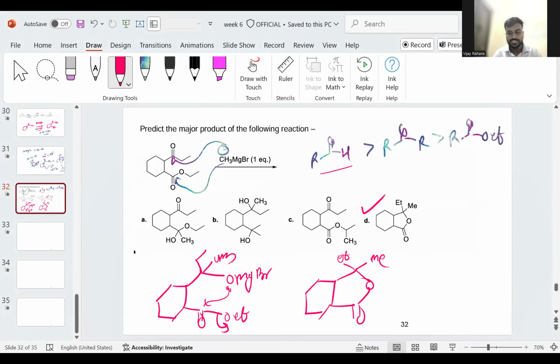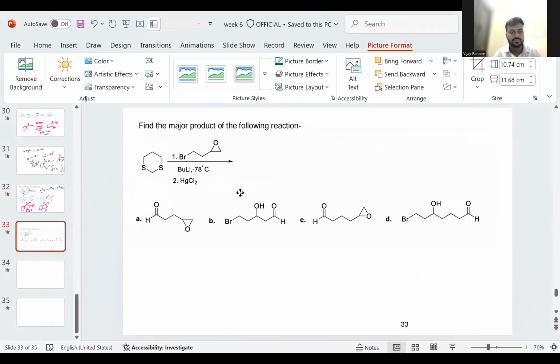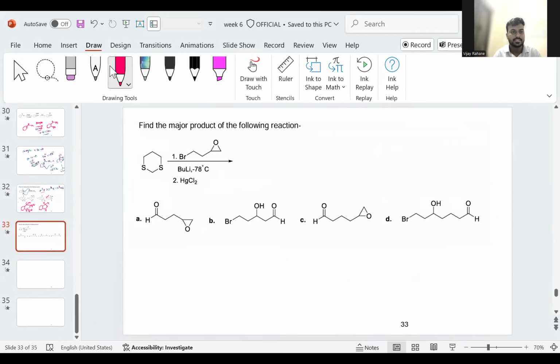Will I put you some more questions? So here, I will take one more example. So this is the question. So what happens in this question? I'll briefly explain. So now you have the butyl lithium in the reaction, and this is again the one compound.